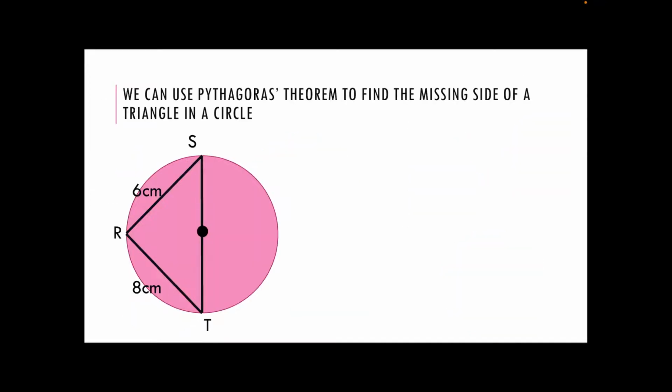We are also able to use Pythagoras' theorem to find the missing side of a triangle in a circle. So here we've been given RS is 6 centimetres and RT is 8 centimetres. So we're going to find the opposite side here. Hopefully then we remember that our Pythagoras formula is c squared equals a squared plus b squared, where c is our longer side. Now our longer side is always across from our right angle.